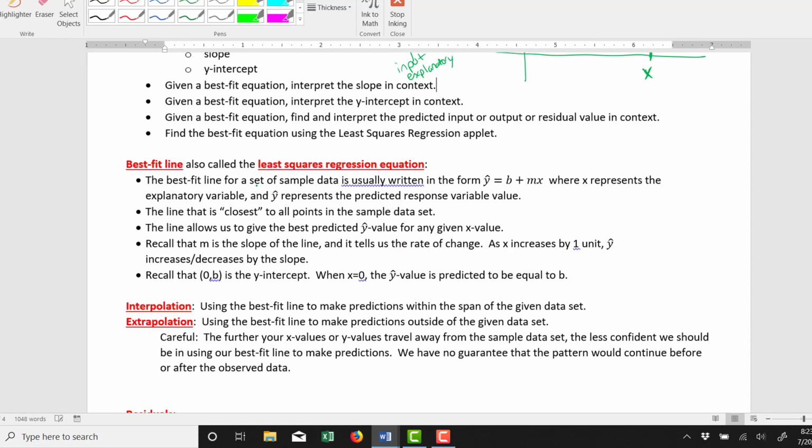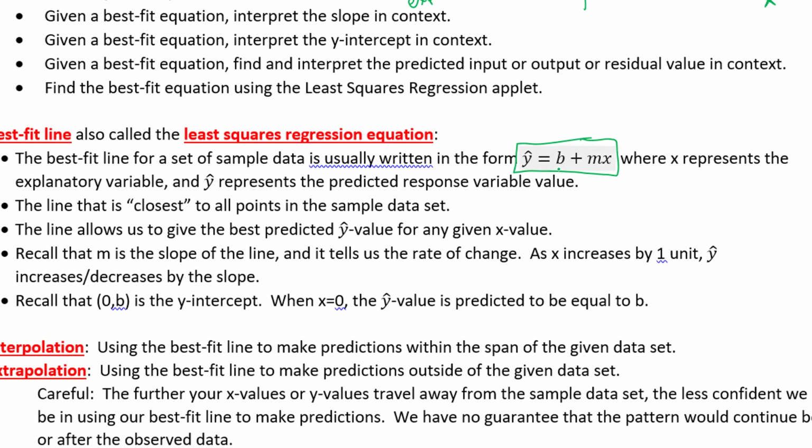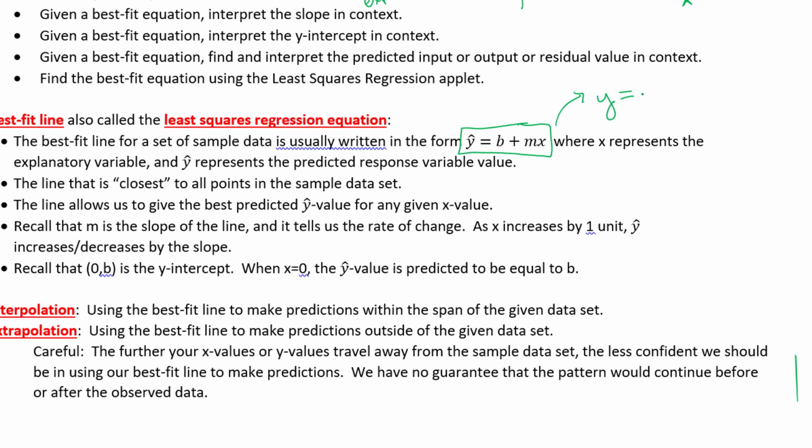The best fit line for a set of sample data is usually written with this equation, y hat equals b plus mx. From algebra class, you're aware of seeing that the equation of a line can be written in the form y equals mx plus b, where m is the slope of the line, b is the y-intercept of the line, x is the input variable, and y is the output variable. Now notice the similarity here. Instead of writing mx plus b, we just wrote it as b plus mx. All we did was rearrange the order. That's it. It's still the same thing though.